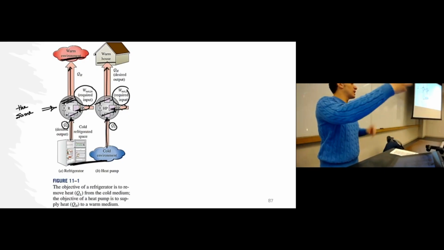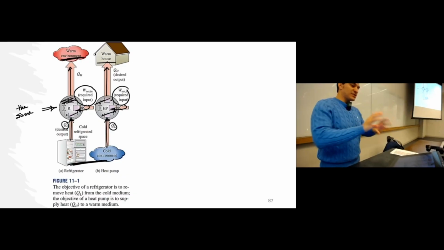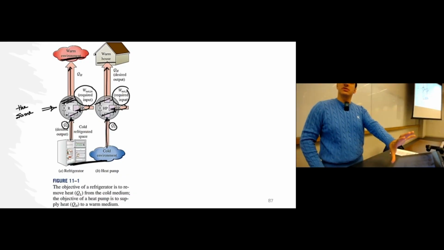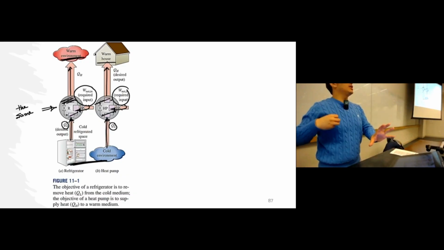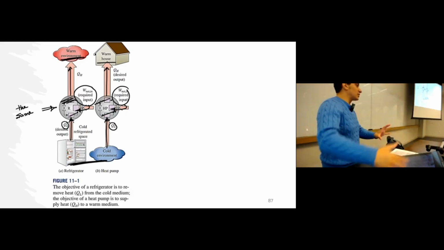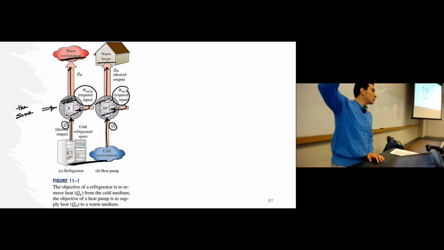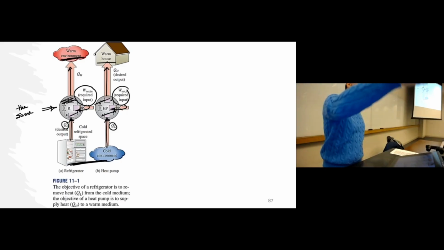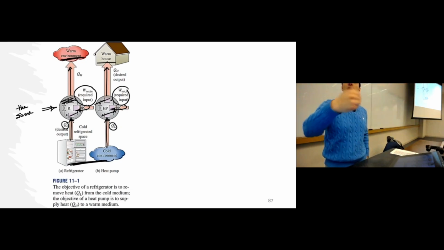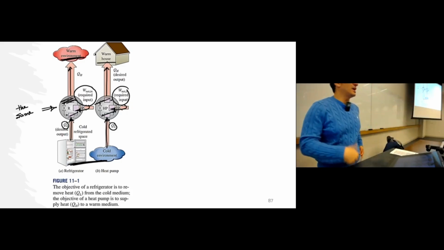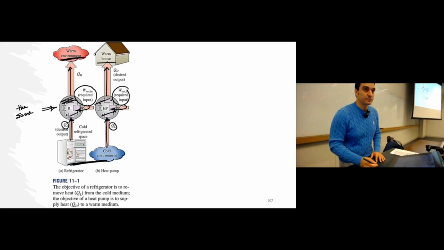So we have work added to the system, or added to the working fluid. At the same time, you have the cold environment, and you are extracting heat from it to keep it at low temperature. And at the same time, you have a high temperature environment, a high temperature space, and what you are doing is rejecting heat to this high temperature space to keep it heated at this high temperature.